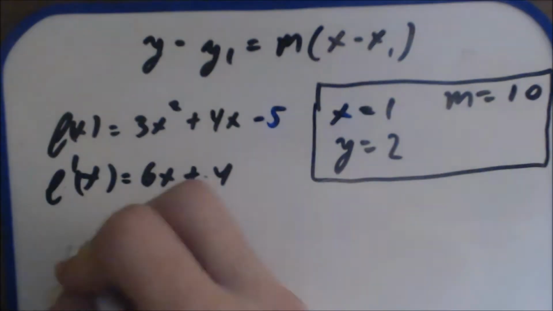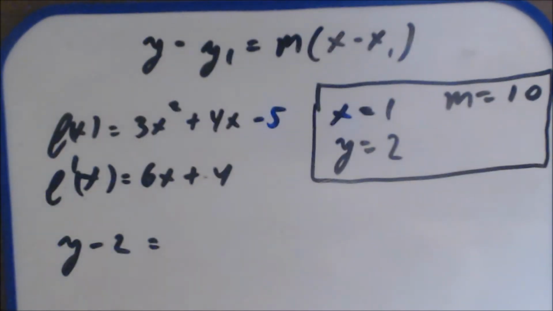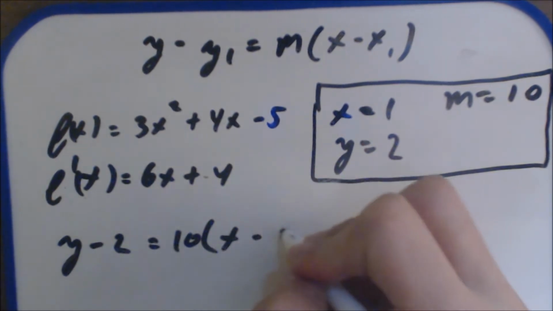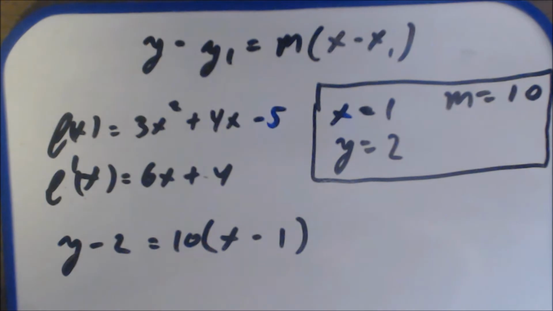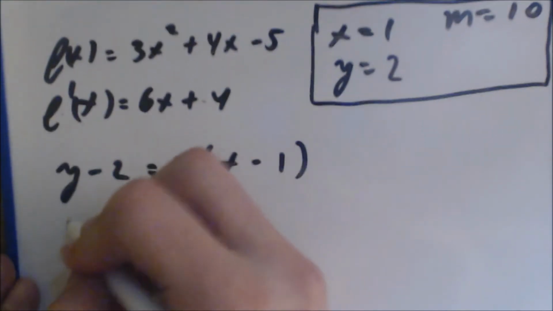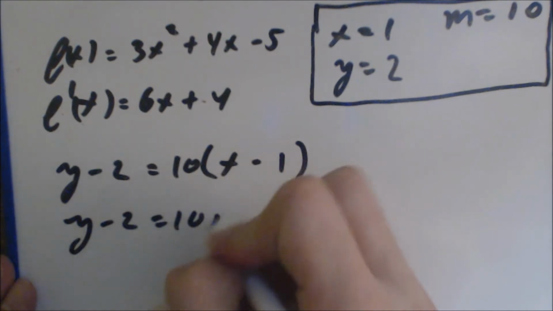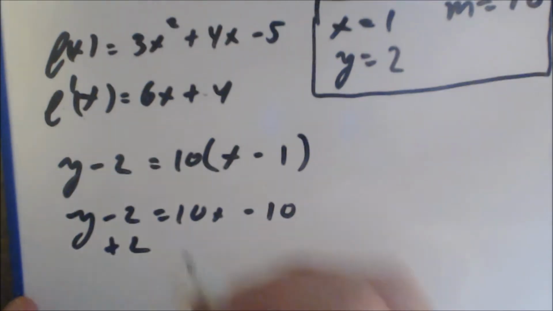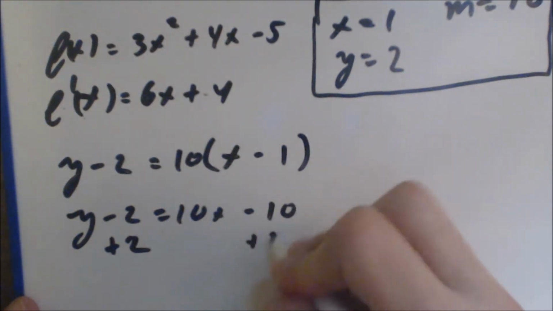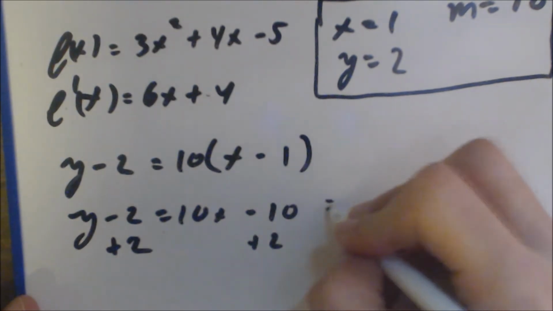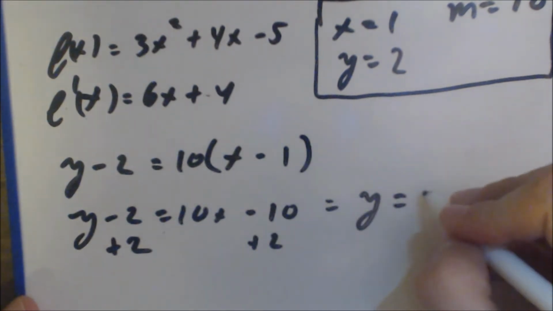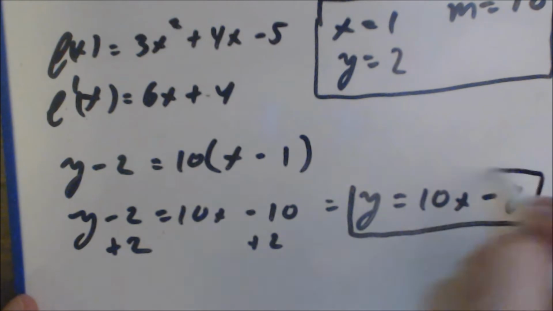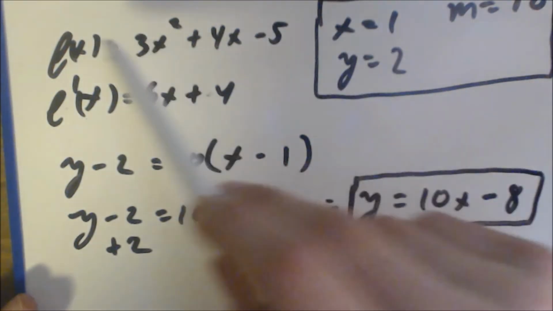So it's going to be y minus 2 equals 10 times x minus 1. And then this is going to translate to, we're going to distribute, y minus 2 equals 10x minus 10. Then we just add the 2 over, and it looks like y is equal to 10x minus 8. Alright, so this is the equation of the tangent line for this function right here.